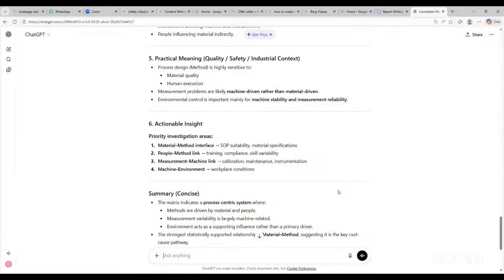Actionable insight is also there. The material-method interface will be SOP suitability and material specification. The people-method link is training, compliance, and skill variety. The measurement-machine link is calibration, maintenance, and instrumentation. The machine-environment link is the workplace condition.